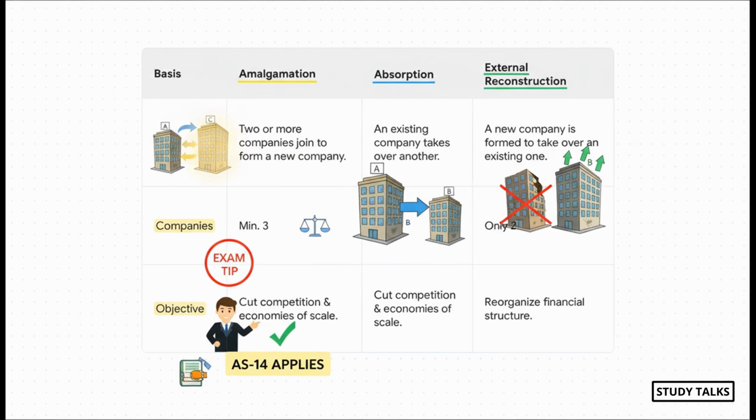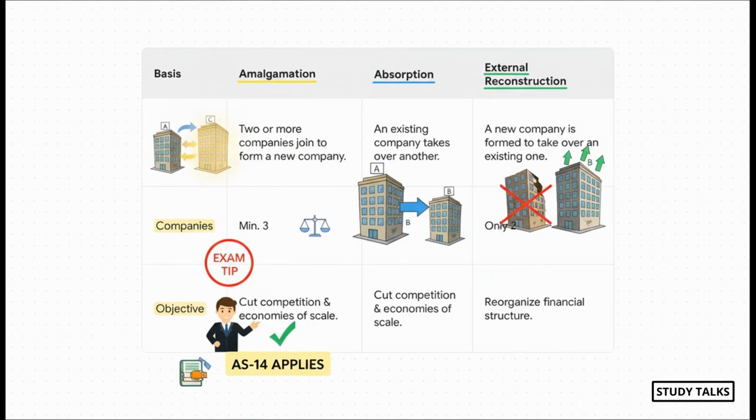First up, amalgamation. Just think A plus B equals C. Two existing companies get liquidated to form one brand new company. Then you've got absorption. This is more like A plus B equals A. A big existing company basically swallows up a smaller one. And finally, external reconstruction. Think of this as Company A becoming Company B. An old, maybe struggling company is wound up, and a new one is formed to take over its business.